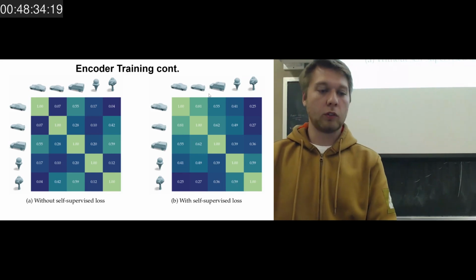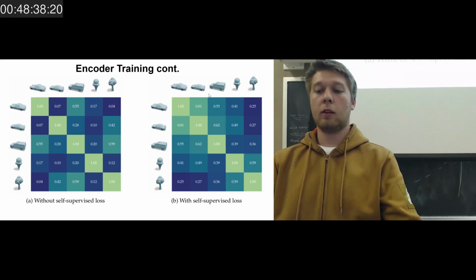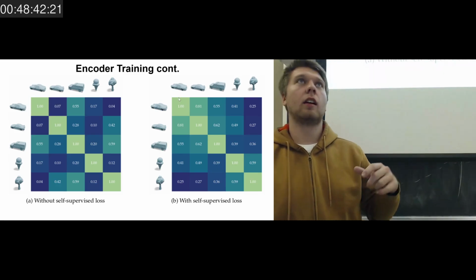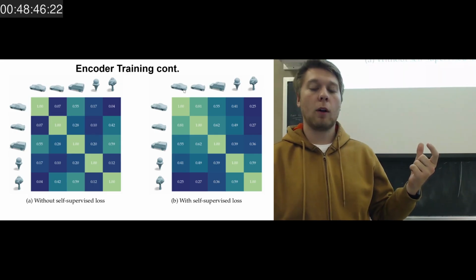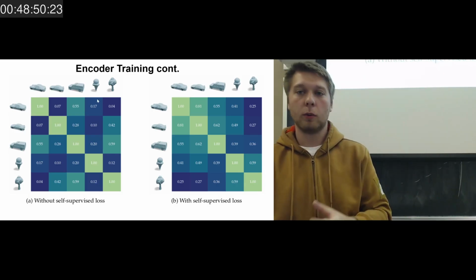So this is just the results. On the left is without this self-supervised section on the encoder, and the right is with. As you can see, it doesn't change how well it's able to recreate one mesh from another, but it's able to understand what similar meshes are to each other.